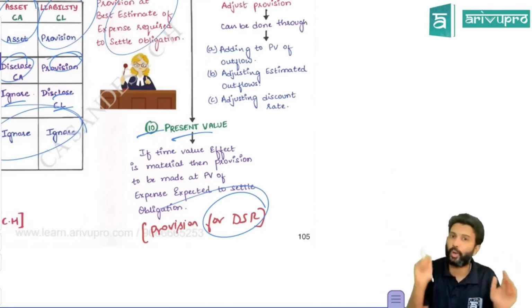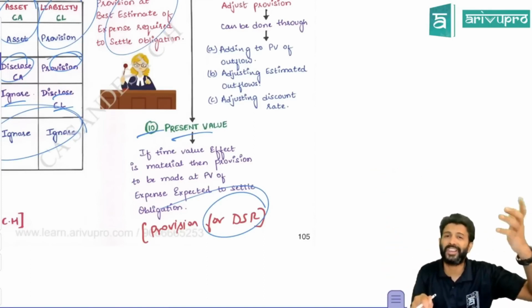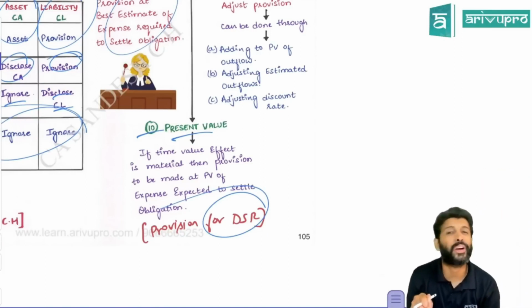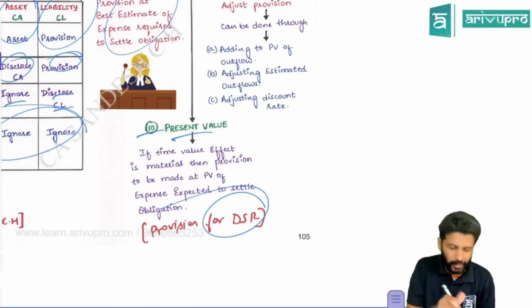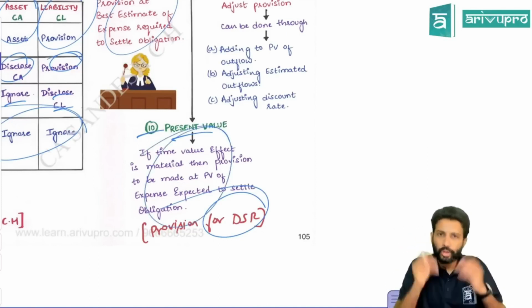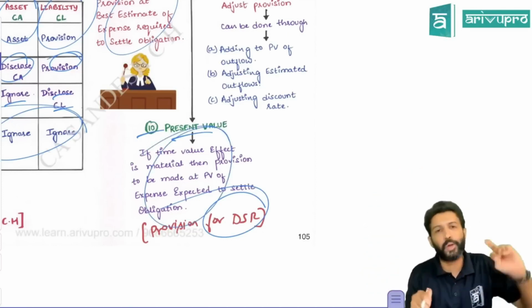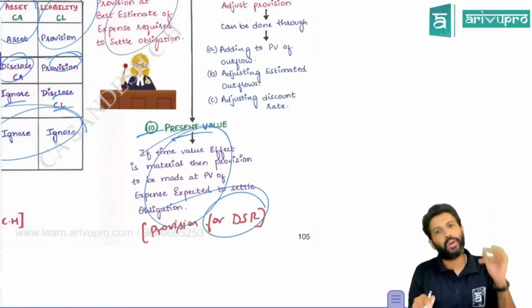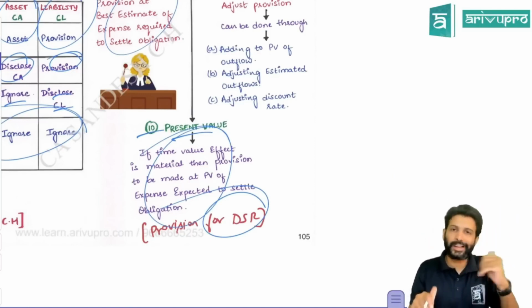Or 5 years, 10 years, we don't know, right? So in the current year we make a provision for DSR. A provision for DSR is not accounted at future cost. We record it at present value. Why? Because the time value of money effect is material. That's the reason. So if you are expecting to settle any provision beyond 1 year, then record it now, not at the future value, not at the full value, but at the present value.